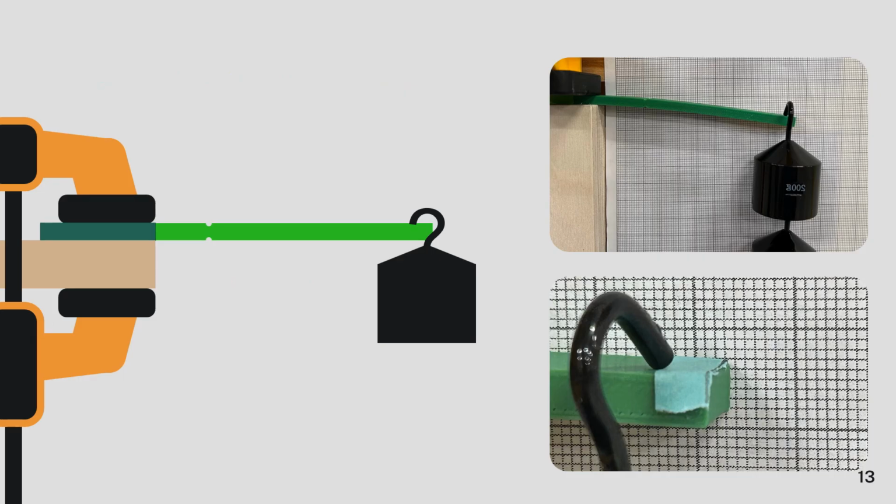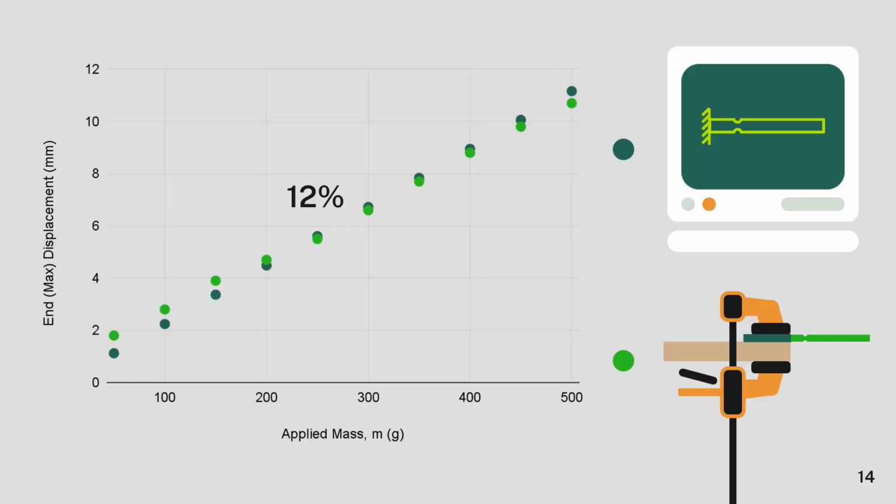In each physical trial, I placed the specimen against a millimeter grid and carefully placed weights on a line 5 millimeters from the end of the beam. I took close-up photos to record displacements more precisely.